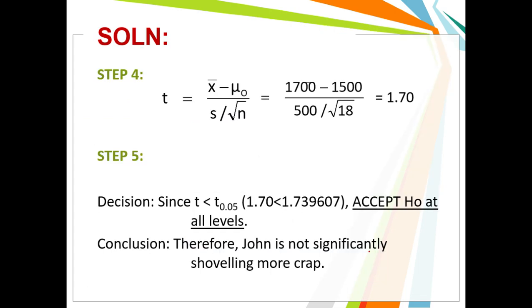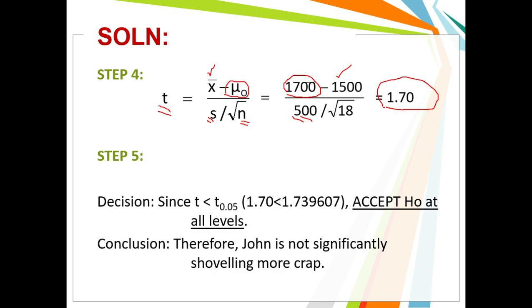Step 4 is to compute for the statistic. Okay, so more or less pareho ang formula with the z-test except na may difference lang with how we define the variables. Okay, so this is still sample mean. Okay, ang sample mean is 1,700. Ito yung sinashovel ni John. Minus the population mean, the national on the average is 1.5, divided by s, the sample na standard deviation which is 500, ito kay John, over the n or ating sample size which is 18, or square root of 18. So the answer is 1.7.